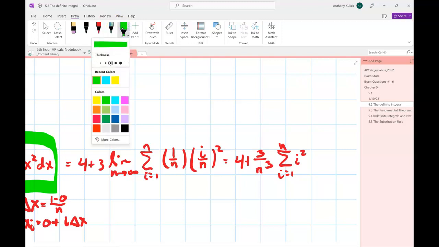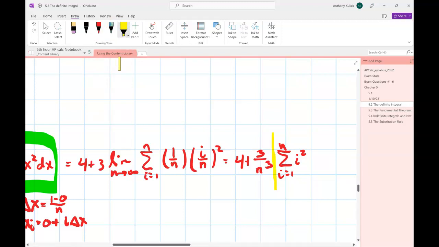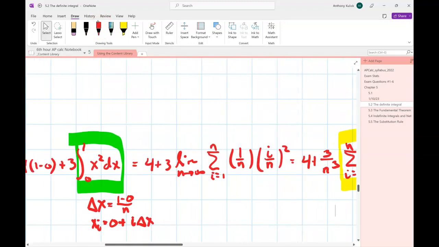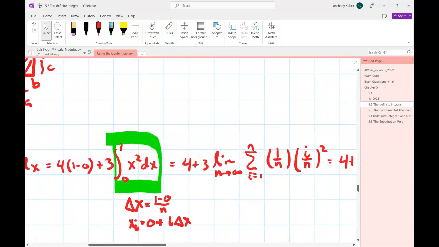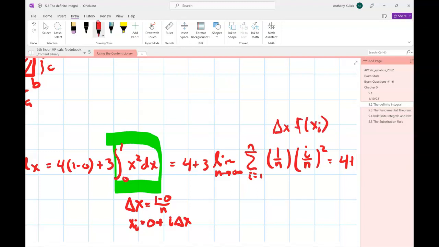Sure, what's up? I know that we have the x squared, but why did you square the i over n? Because the formula here is, yeah, this is delta x, and this is f of xi. So this is like my f of x. So I had to plug xi into f of x. Is that okay?